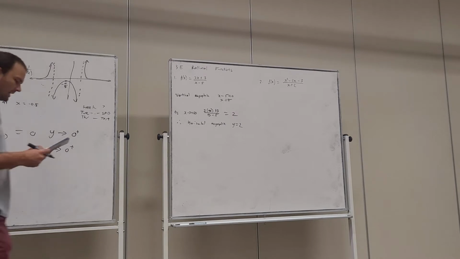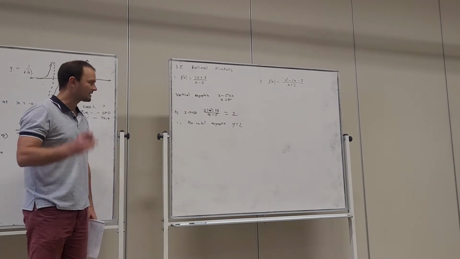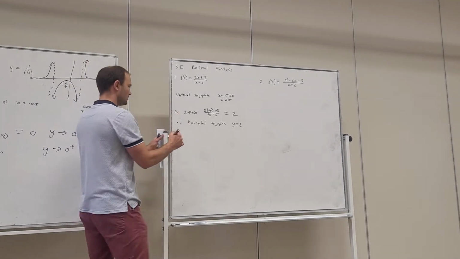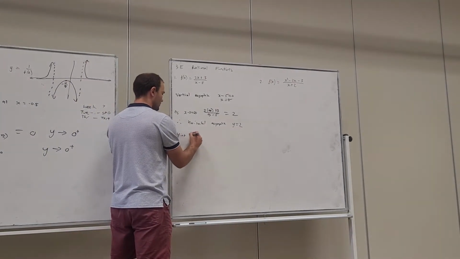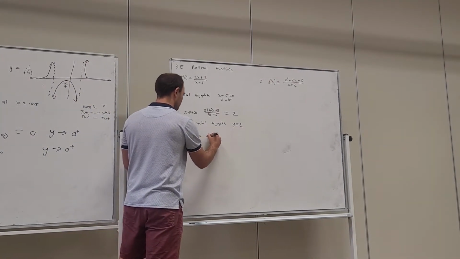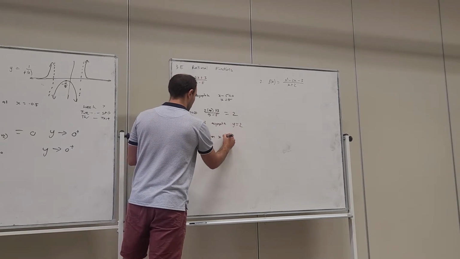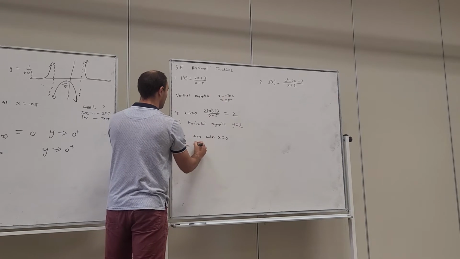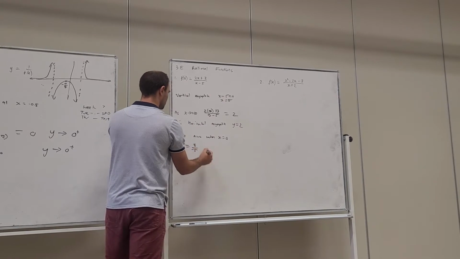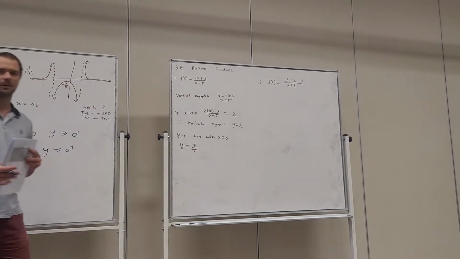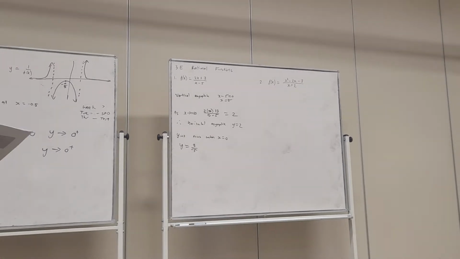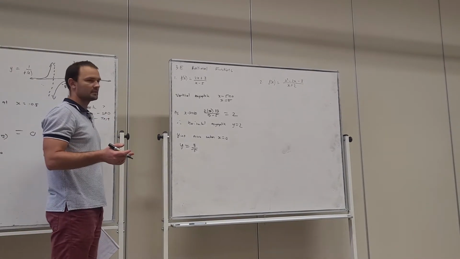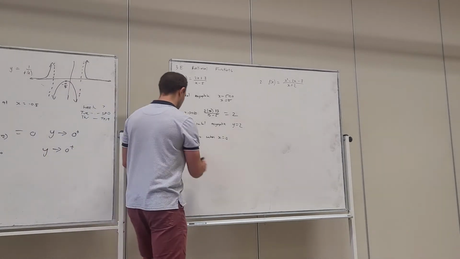Okay? Next part says, find the axis intercepts. Alright, so firstly, let's do the y-intercept. Y-intercept occurs when x is 0. So if we put x is 0 in here, we're going to have y equals 3 on minus 5. Alright, negative 3 on 5, that's the y-intercept, negative 0.6. And the x-intercept occurs when y is 0. Alright, so let's do that.